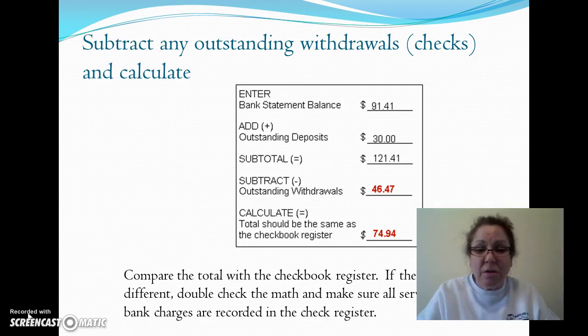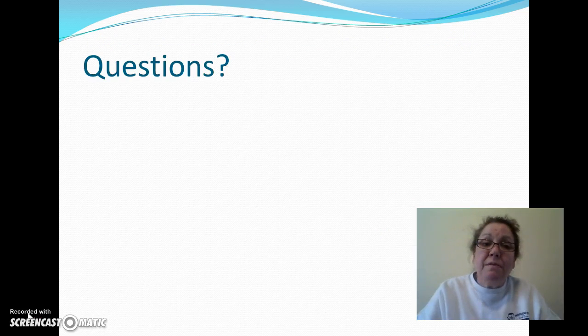Once they match, you have reconciled your bank statement and can go on to the next month. You want to compare those totals with the checkbook register. If they do not match, you probably made a math mistake, so go back and check your math and make sure you didn't miss any service fees or bank charges that were on the bank statement and not in your check register. That's the end of the bank reconciliation lesson, so to speak.